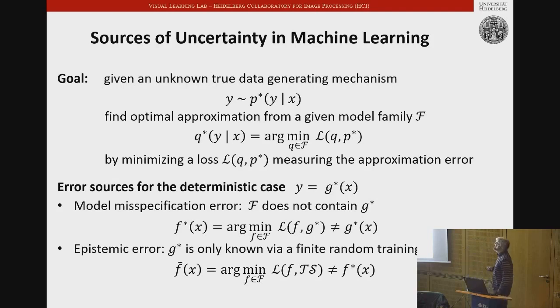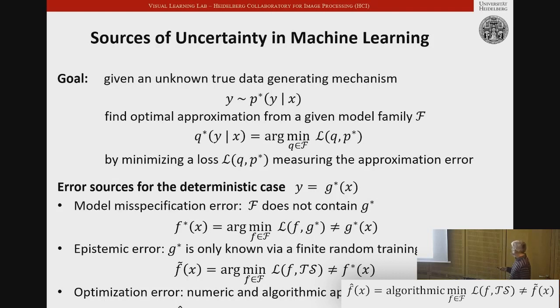Then the epistemic error means that we can never know f star precisely because we only have finitely many training data. So the function f tilde that we actually get from the training data will not be exactly the one that we would get with infinitely many training data. Then the optimization error means that we may not be able in practice to actually find this minimum, so the solution that minimizes this loss. For example, it may be NP hard to find this solution. And then we have some optimization error, so we only find the minimum of some algorithm and not the true mathematical minimum. So these are three common error sources.